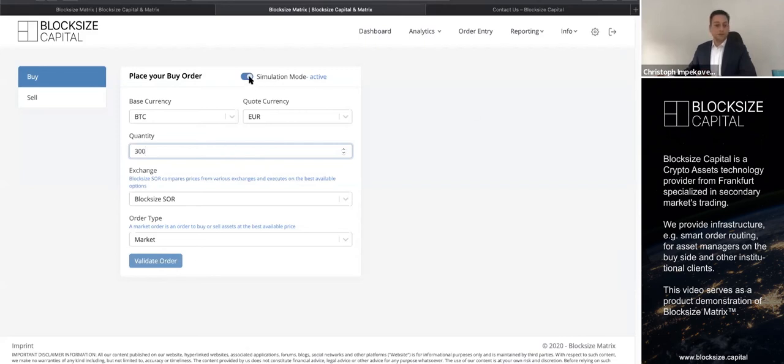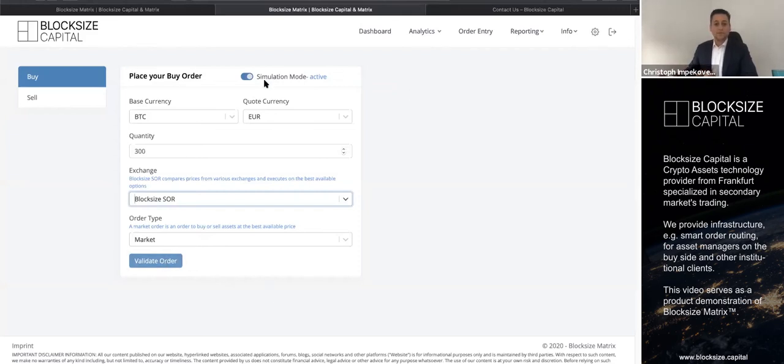So you're free to switch this. Since it's a demo, of course, we will have the simulation mode active, right? And we are able to execute a 300 Bitcoin order, with real-time aggregated order books via our smart order router. You can also route it to dedicated exchanges, but obviously it's more fun to use the aggregated way, right? And we're having a best way order type. There are several order types available, but right now we're focusing on the market orders, right?